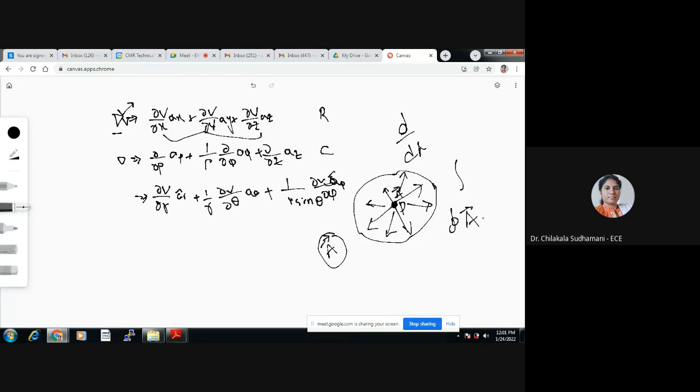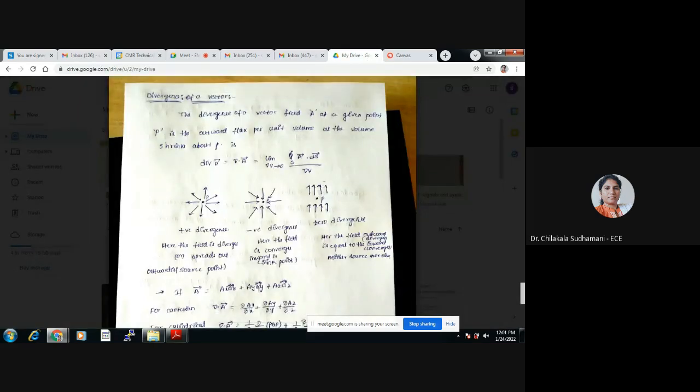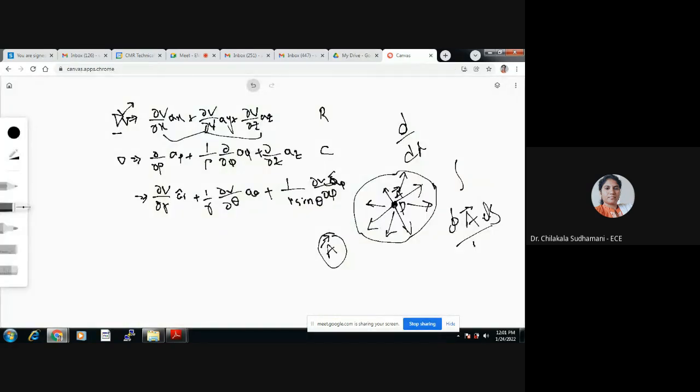A bar dot ds, where ds is the surface integral, by del v. That is the total volume I am considering, del v, limit del v tends to 0. So if I am considering the charges, or the charge is flowing outwards, then it is considered as a positive charge, a positive divergence.